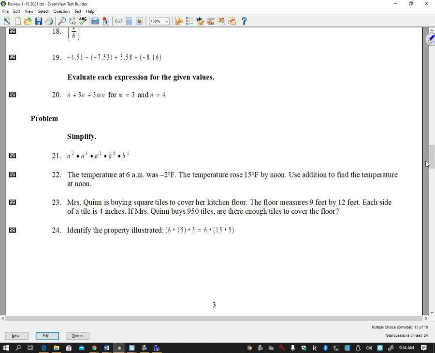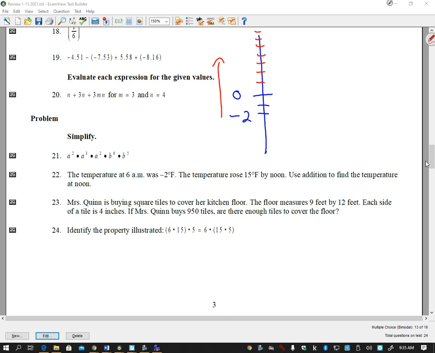All right, so an easy way, I think, for us to see this is if you think about a thermometer, which is basically a number line that's vertical, okay? So it's negative 2 degrees at 6 a.m. There's negative 2, okay? The temperature rises 15 degrees, so I'm going up this direction 15 times. So 1, 2, 3, 4, 5, 6, 7, 8, 9, 10, 11, 12, 13, 14, 15 degrees up, right? So what temperature is it going to be if I was at negative 2 and I'm rising 15 degrees? Okay, it's going to be 13 degrees.